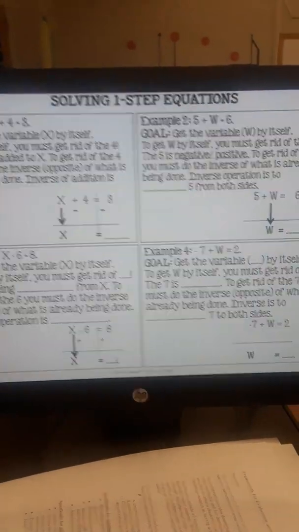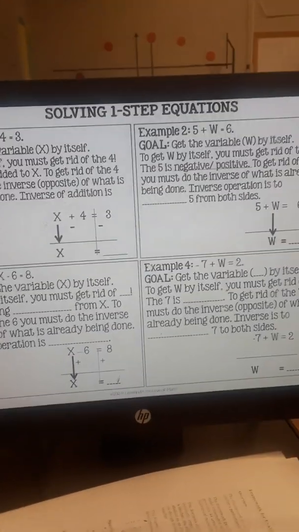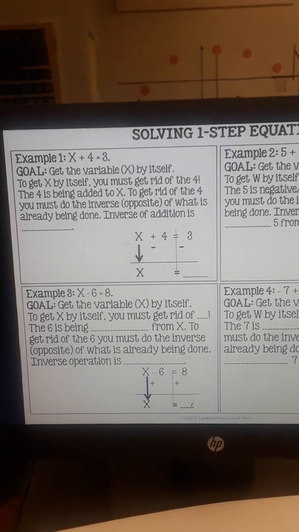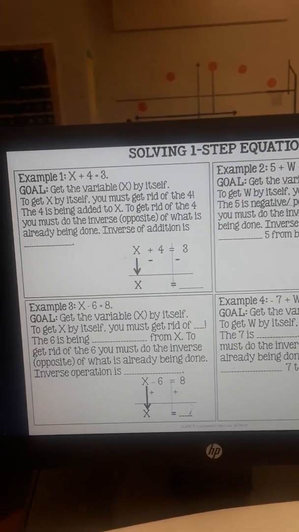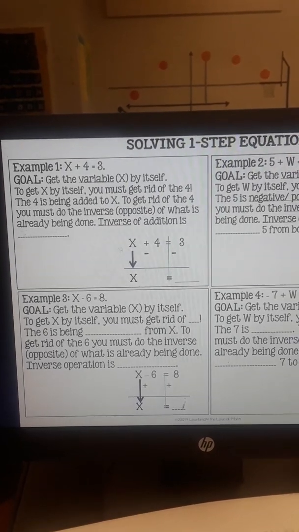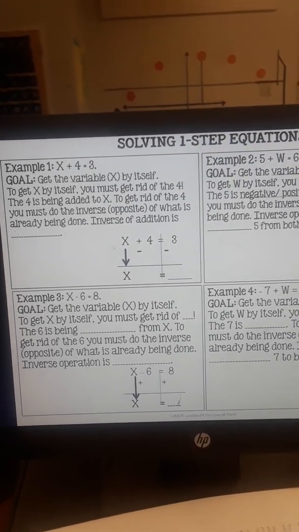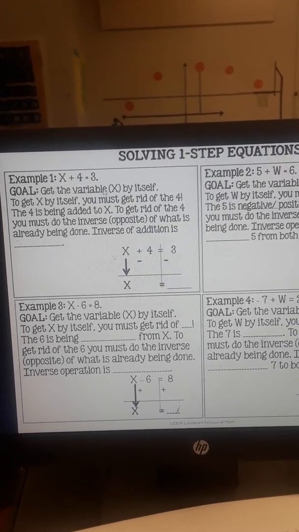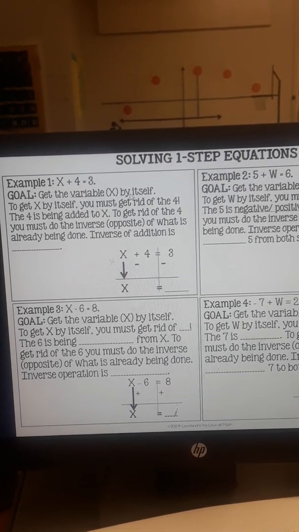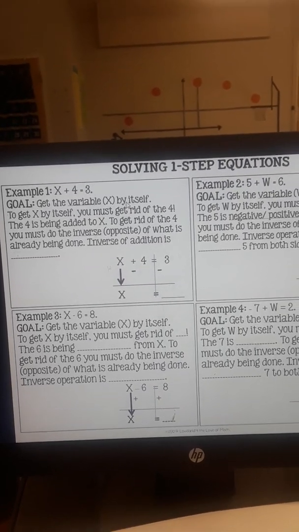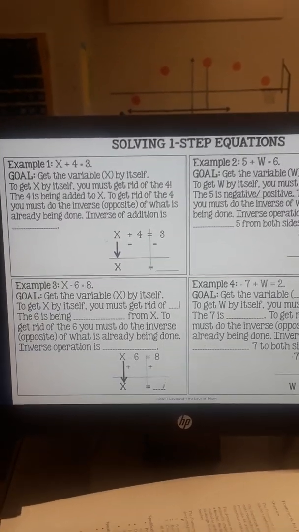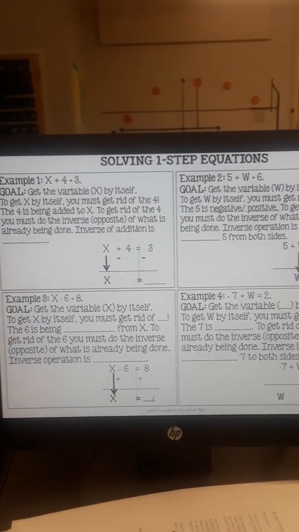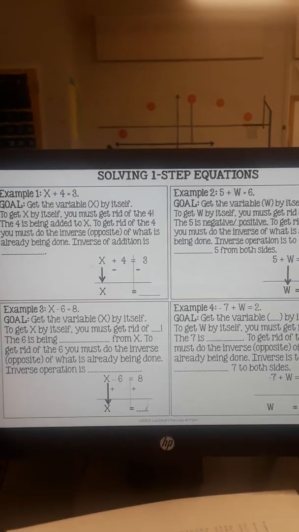Solving one-step equations. Our goal here is to, of course, solve for x. We're trying to get x by itself. So when you look at any equation, your goal is always to get x by itself. Just remember that. So the idea is, what are we going to add or subtract to both sides, or multiply or divide to both sides, no matter how easy or complex. That's the idea. So what do we do? What steps can we take?